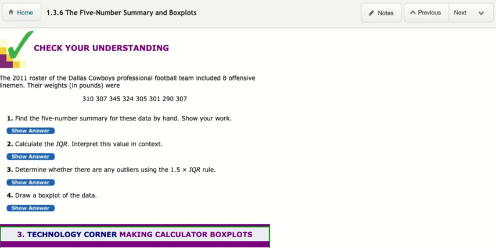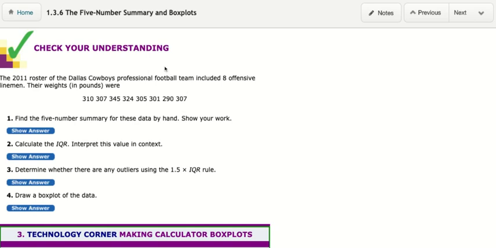In your student notes, this will be numbers 4 through 7. And here's the scenario. We've got the 8 offensive linemen for the 2011 Dallas Cowboys professional NFL football team. And these are their weights. So it goes 310, 307, 345, 324, 305, 301, 290, and 307. So a group of quantitative data.